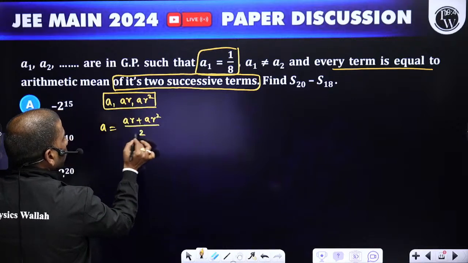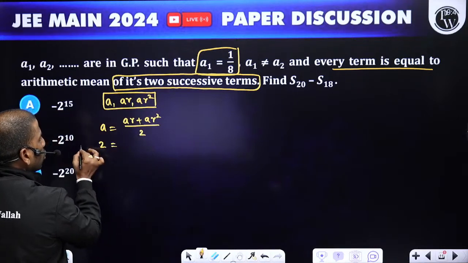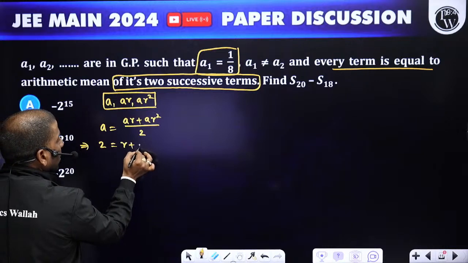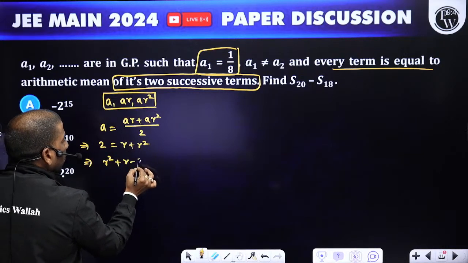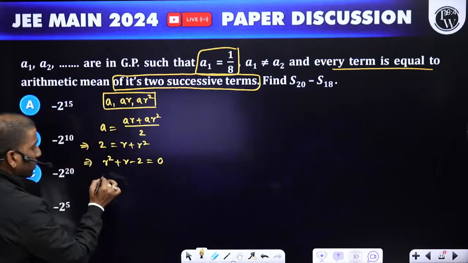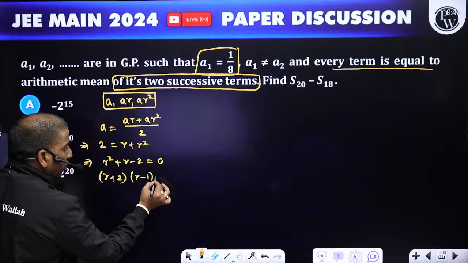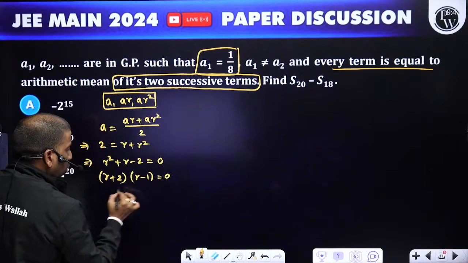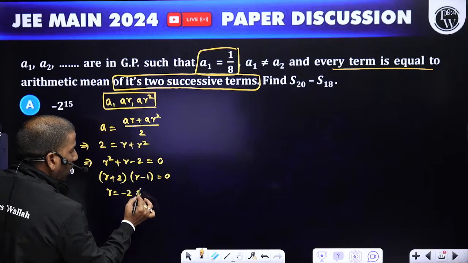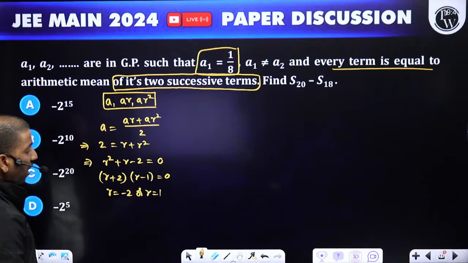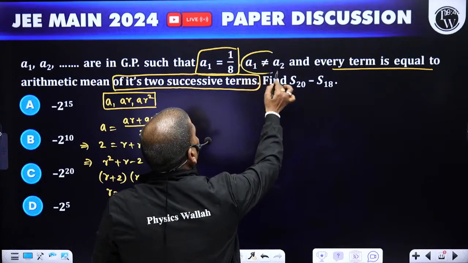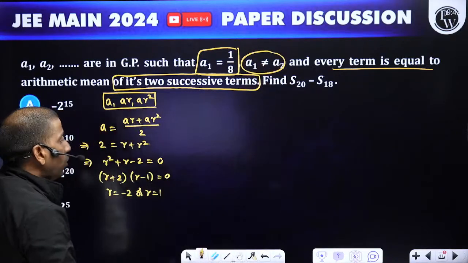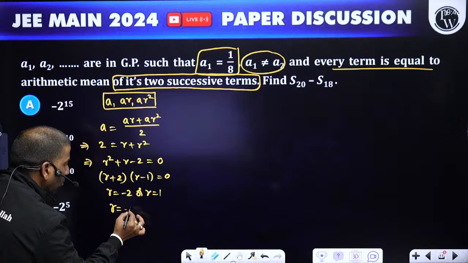So by 2, A will get cancelled. So 2 is equal to R plus R square, meaning R square plus R minus 2 is equal to 0. Factors we would get directly: R plus 2, R minus 1. So R is equal to minus 2 or R is equal to 1. When R is equal to 1, terms are equal. It is given A1 is not equal to A2. So that's the reason R is equal to minus 2.